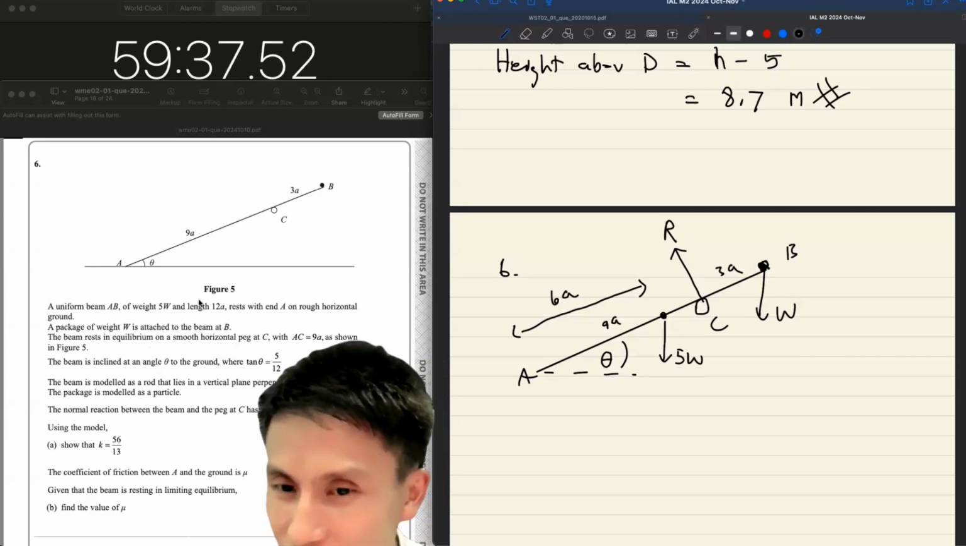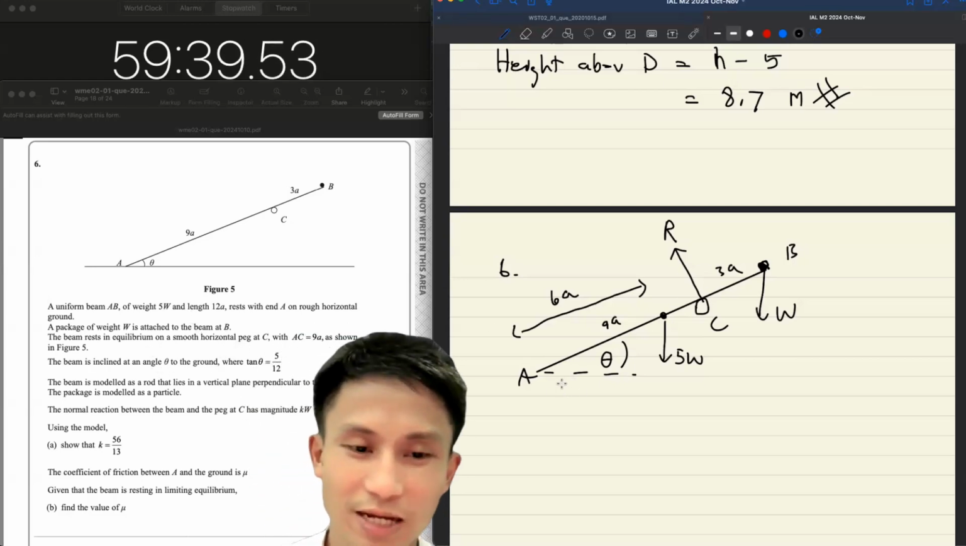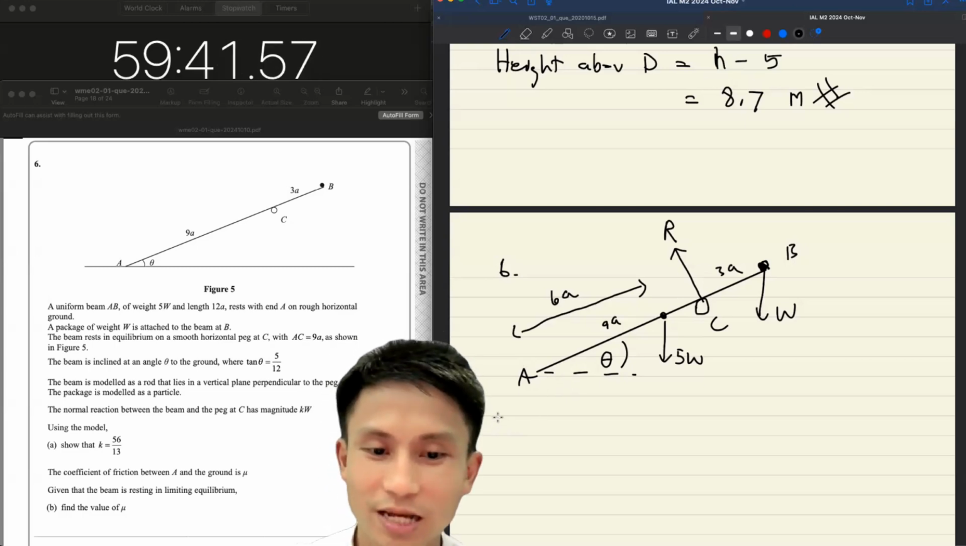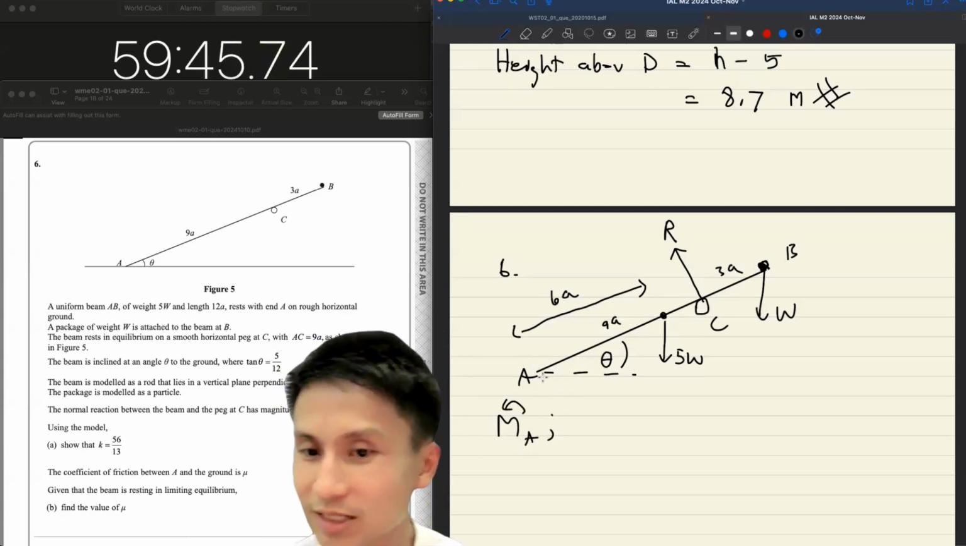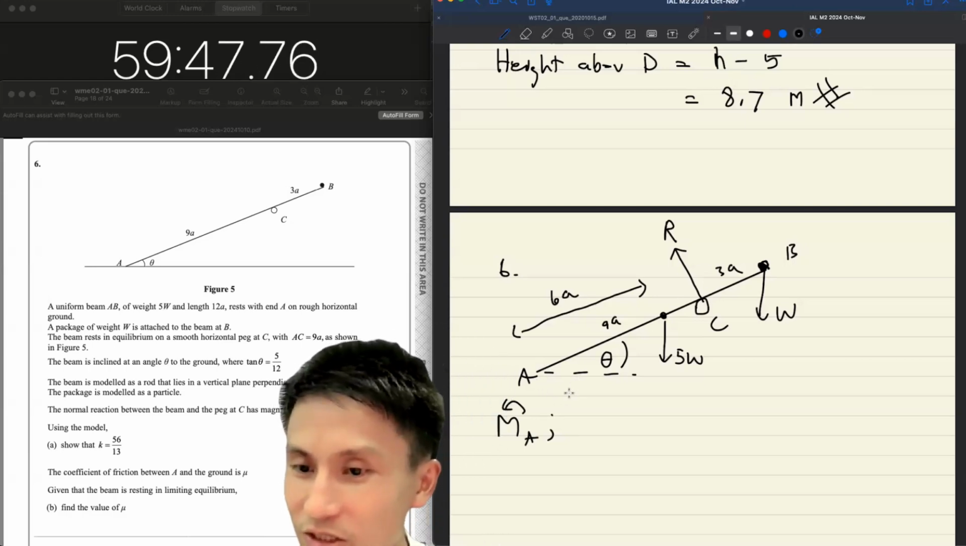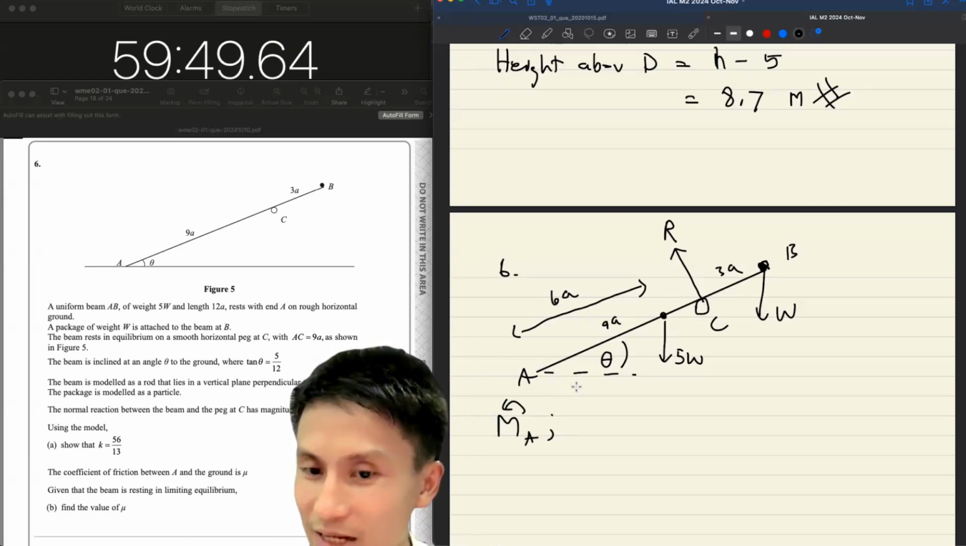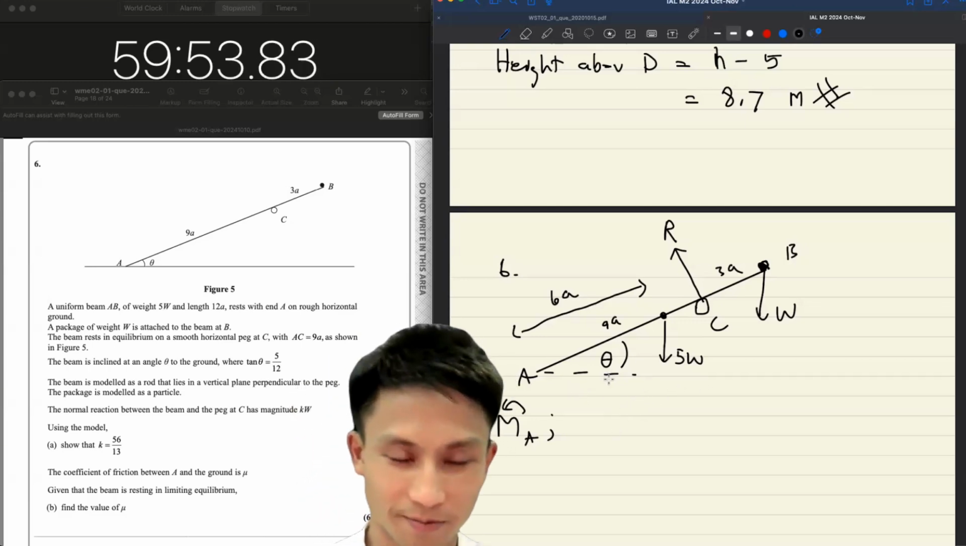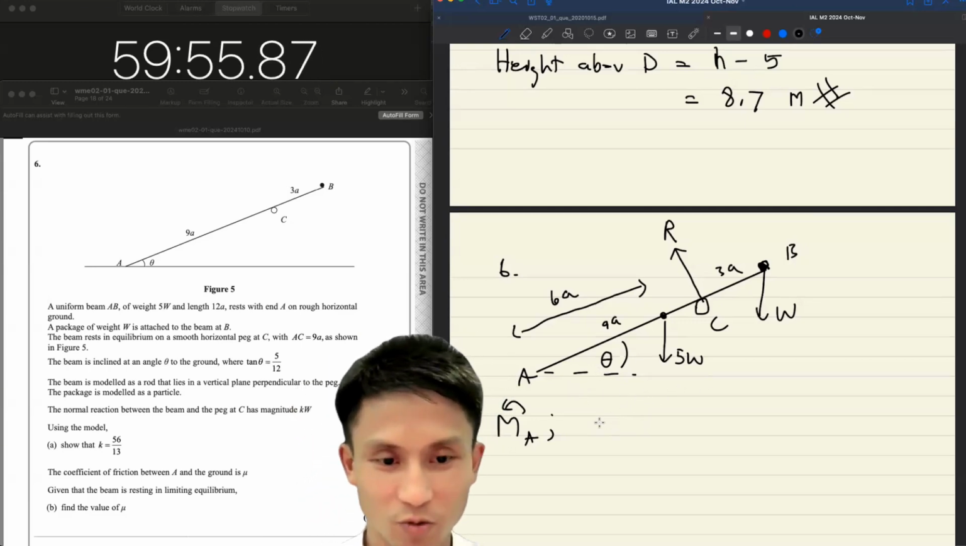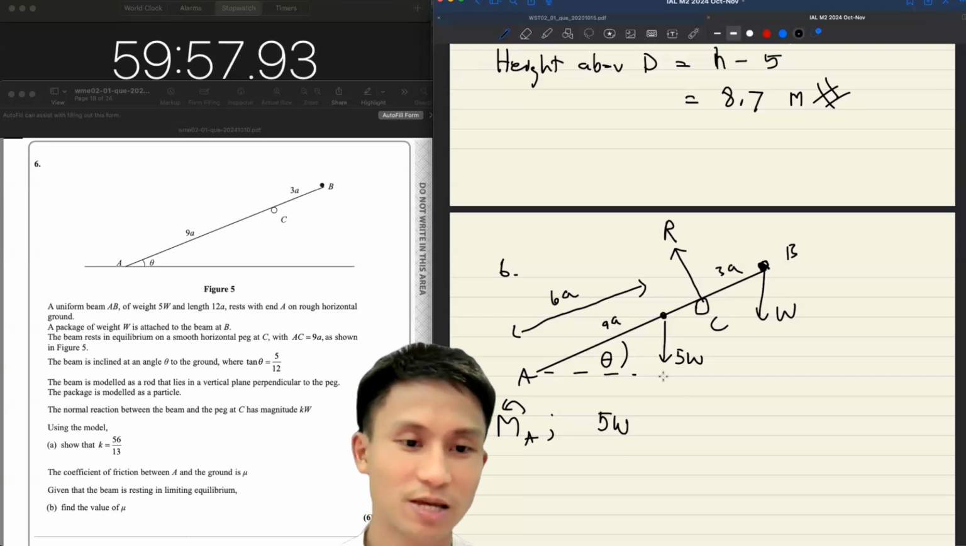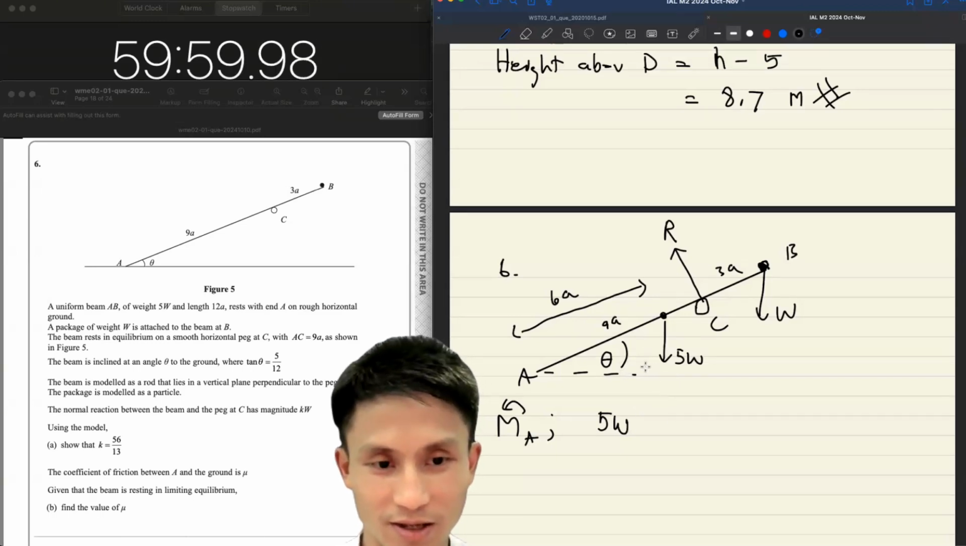Okay, we have rough horizontal ground, so that's going to be friction, but we're going to take moments, guys. Moments at A, yeah? So we don't need to consider the friction at A yet. Okay, so taking moments at A. So we have the moment from the weight, 5W, being in the clockwise direction here.